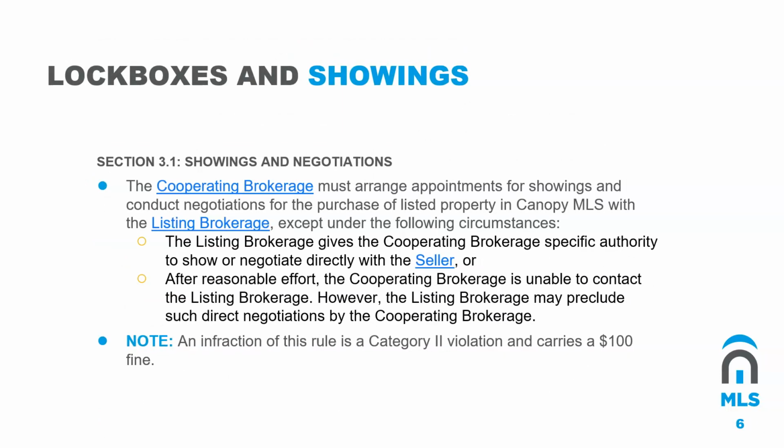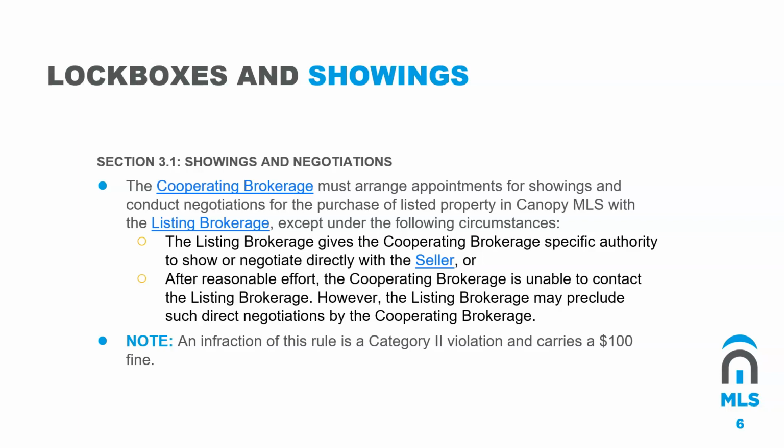Section 3.1, Showings and Negotiations, also is not new, but it has been streamlined back to the original rule, which says the cooperating brokerage must arrange appointments for showings and conduct negotiations for the purchase of listed property in Canopy MLS with the listing brokerage, unless the listing brokerage gives permission to show or negotiate directly with the seller, or, after reasonable effort, the cooperating brokerage is unable to contact the listing brokerage.